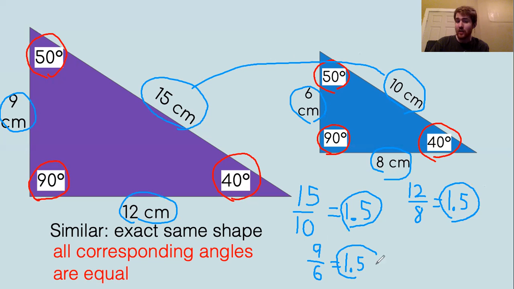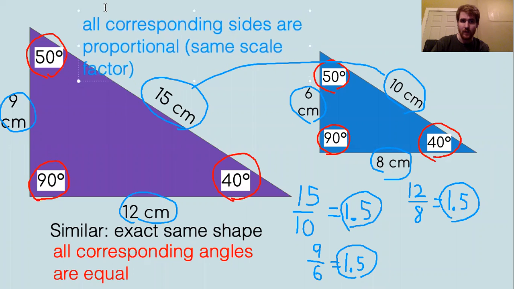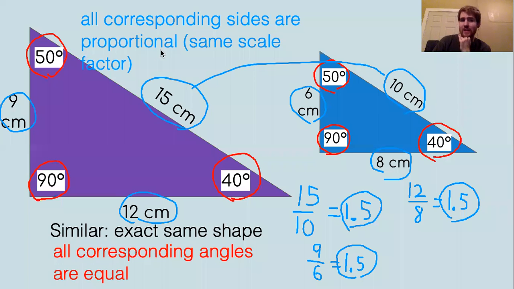This tells us that the scale factor between the two triangles is the same. That means they're proportional. They're growing by the same amount. It's being dilated, to go back to our transformations, by 1.5. And this also is another piece of evidence that these two shapes are similar. All corresponding sides are proportional. Same scale factor. So these are three pieces of evidence we can look for to tell whether two triangles are similar.